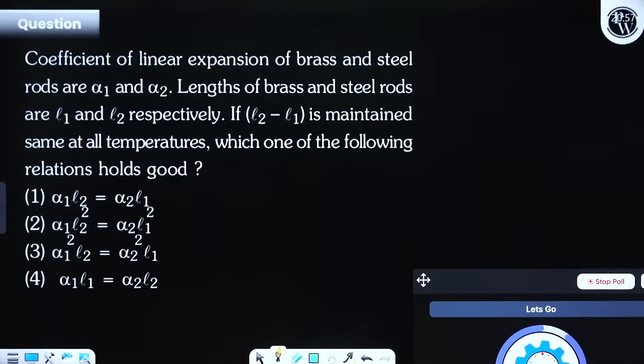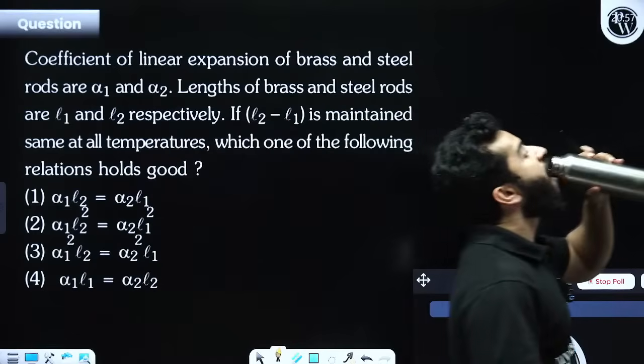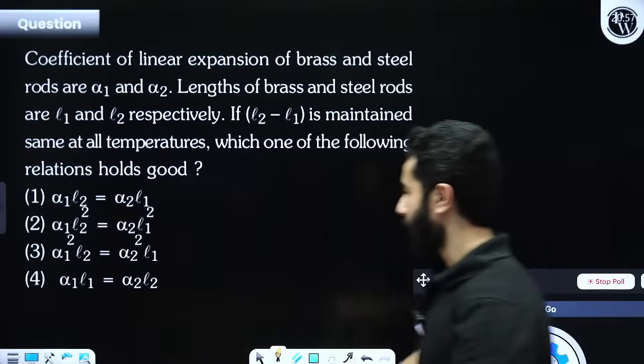From coefficient of thermal expansion. Be quick.